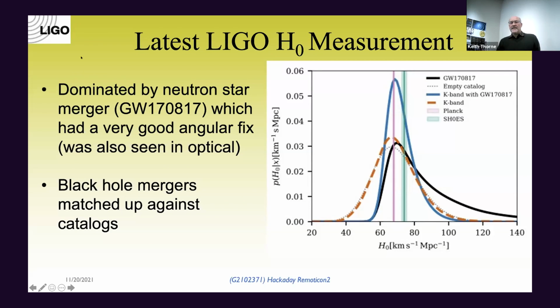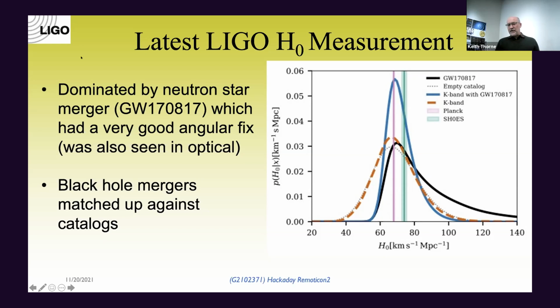If you look at this plot, you'll see that Planck and SHOES are the two optical measurements, and they don't agree. Those are the error bars. One says about 76. One says no, it's like 68.